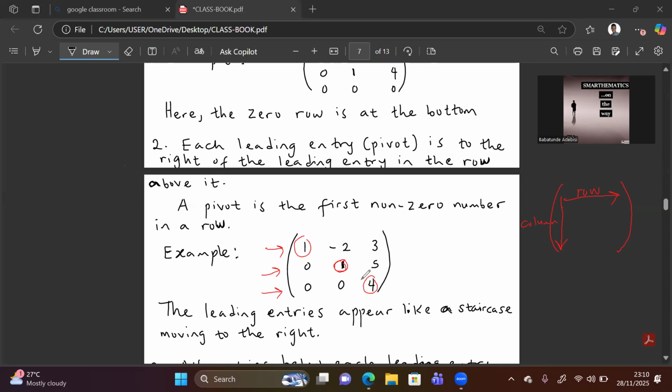All right. So the pivots for this example I've given here, for this matrix, for the first row is 1. For the second row, we also have 1. For the third row, we have 4. Okay. Now let's go on to the third.